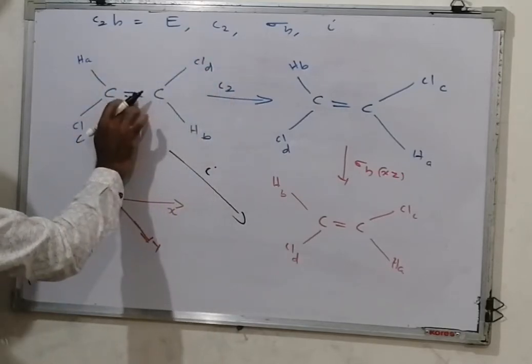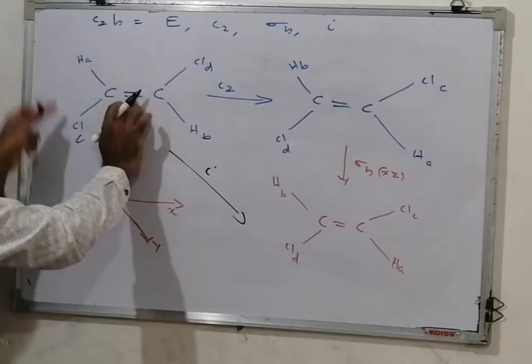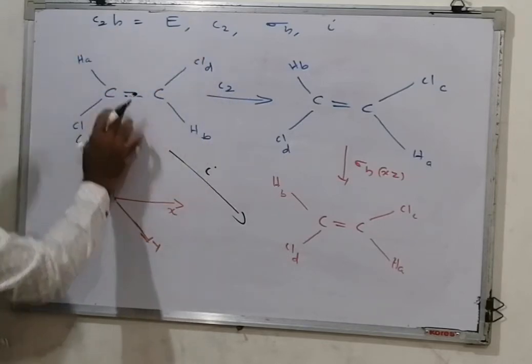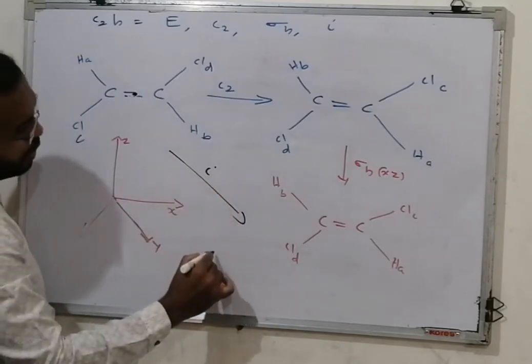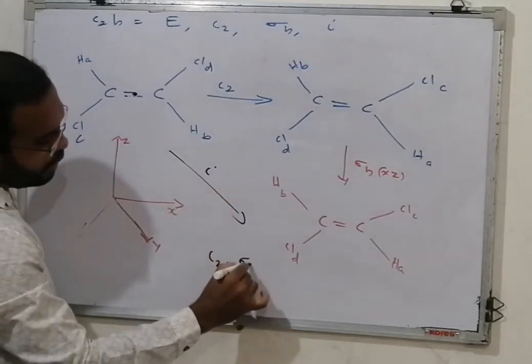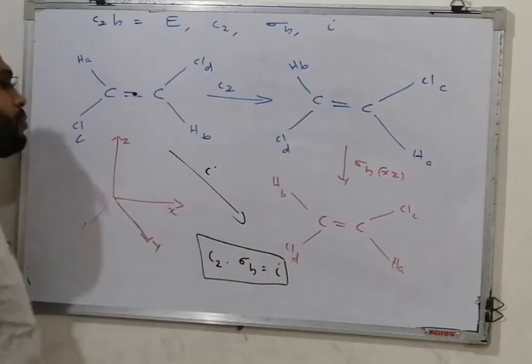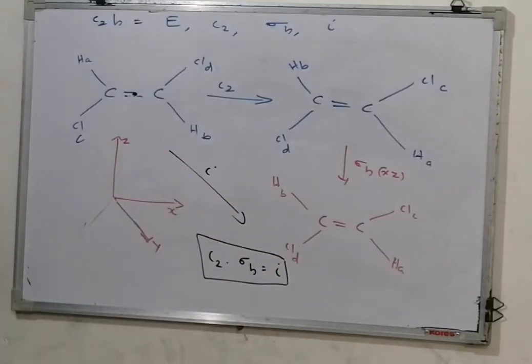Therefore, you have an inversion point. With the inversion point, you can invert each other. This chlorine here, this H here. Therefore, very important: C2 into sigma H is equal to I. Am I correct? Remember that. Okay.